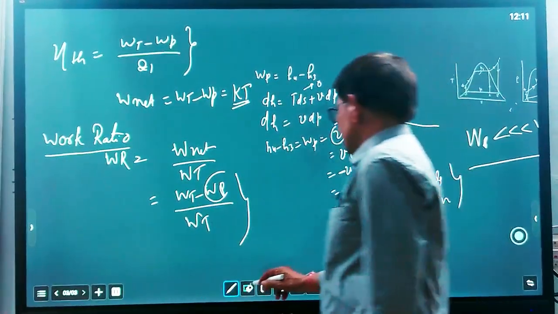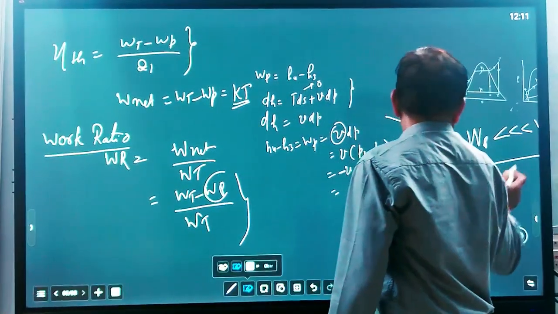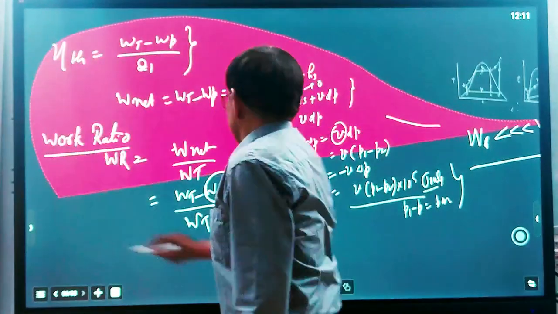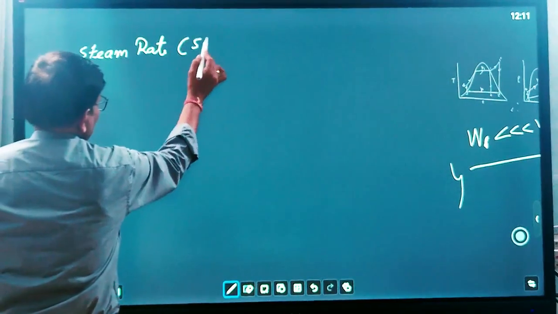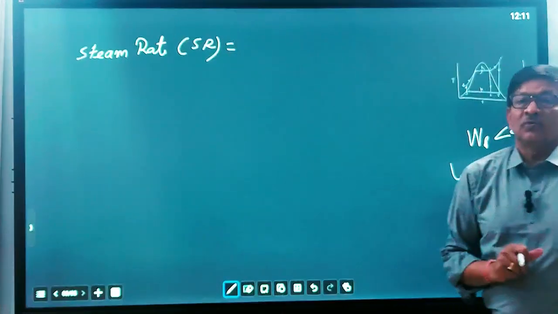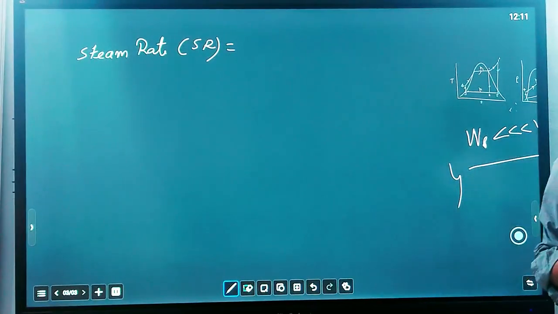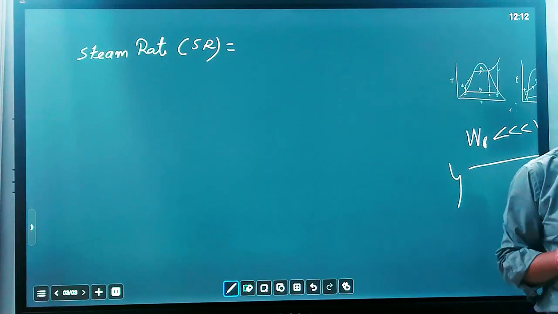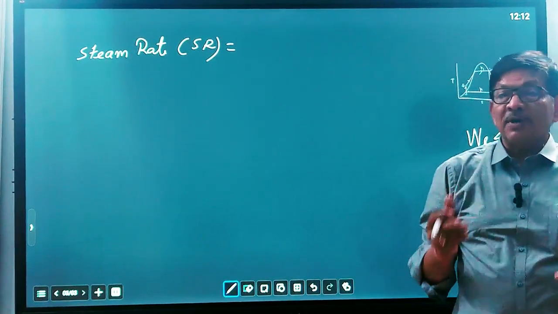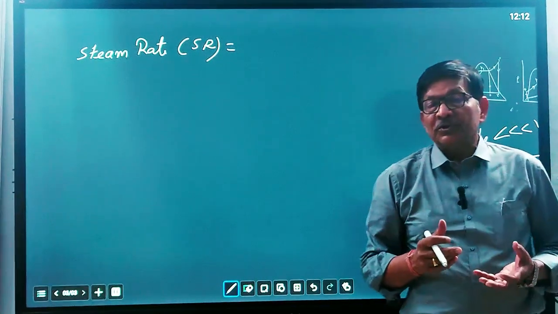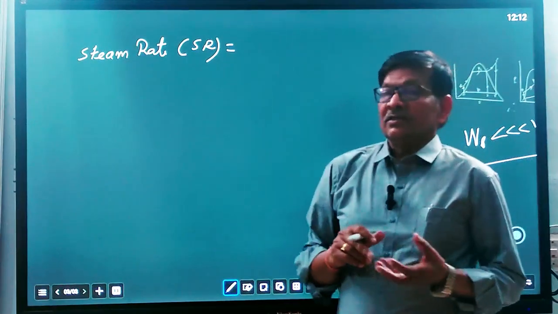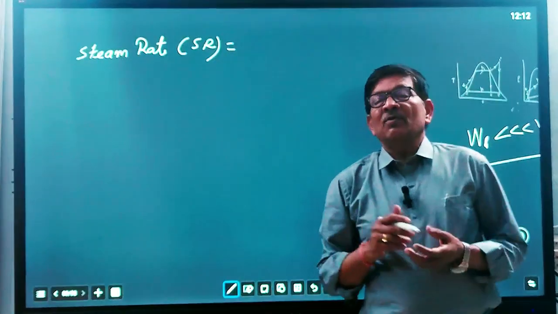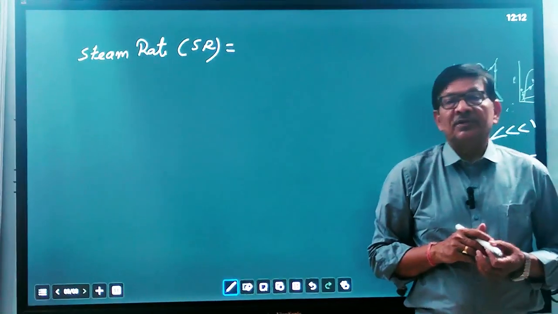Another parameter is the steam rate. This is also very important. What is the steam rate? Steam rate, SR, is defined as the kg of steam required per hour to produce 1 kilowatt of power. It is the kilogram of steam required per hour to produce 1 unit of power.